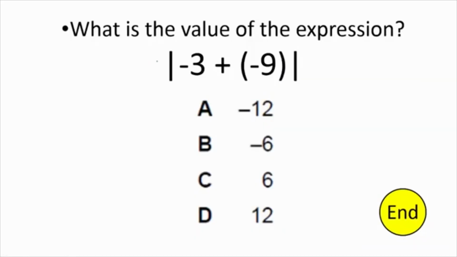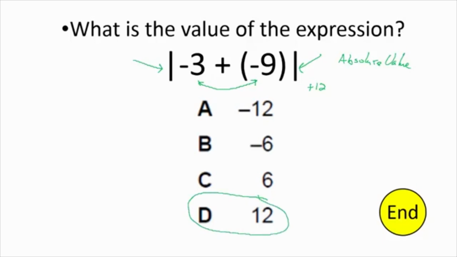Next question, what is the value of the expression? So we just need to solve this. If you weren't aware, these bars that they put on the outside are called absolute value. So what we have to do is solve what's on the inside. You take -3 plus a -9, which gives you -12. Absolute value means whatever you have at the end has to be positive. So you flip the sign to +12, choice D.